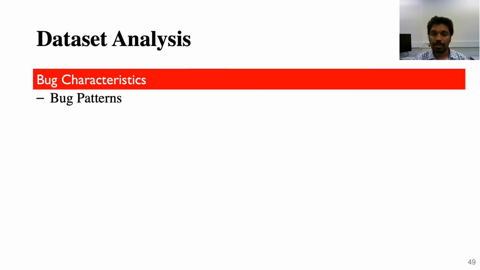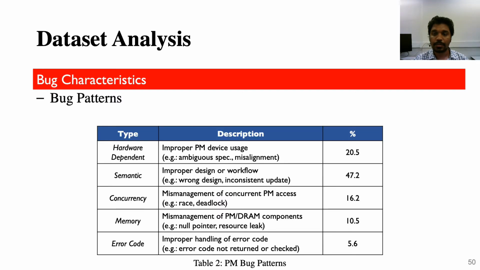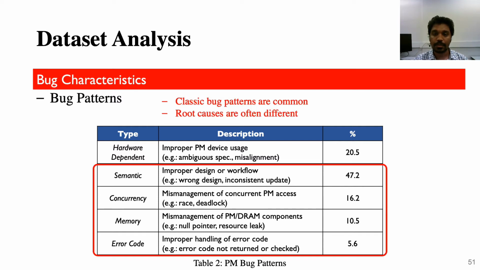To build robust PM systems, it is important to understand the types of bugs that occurred. We find that PM bugs can be broadly classified into 5 types, namely hardware-dependent, semantic, concurrency, memory, and error code. First, we observe that many classic bug patterns are common. For example, there are semantic bugs caused by improper design, concurrency bugs caused by mismanagement of PM access, memory bugs caused by mismanagement of PM or DRAM components, and error code bugs due to improper handling of error codes.